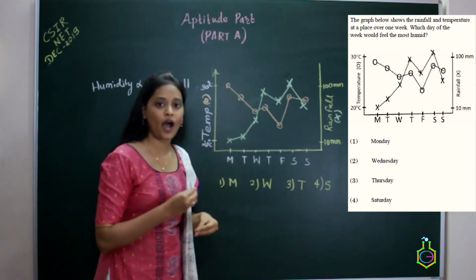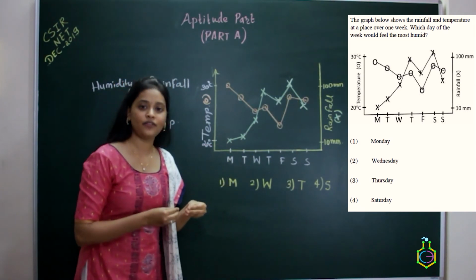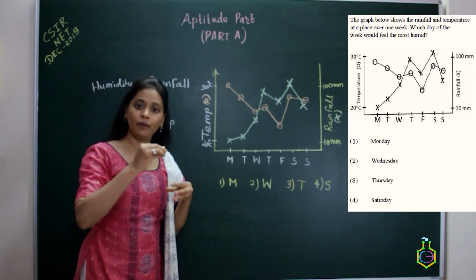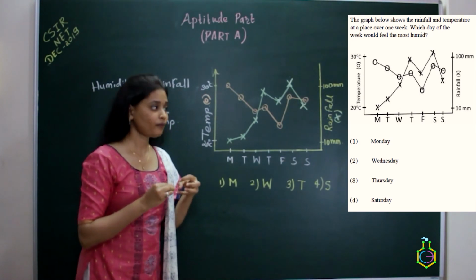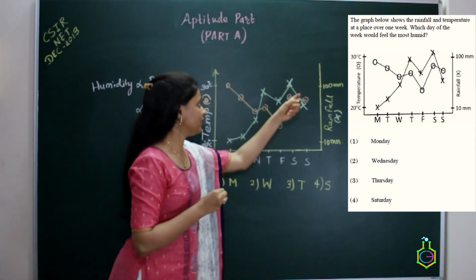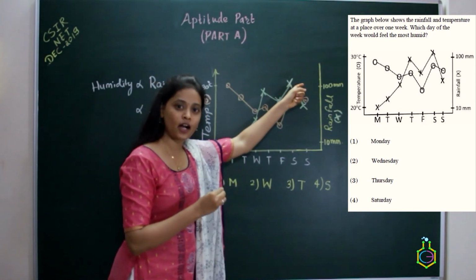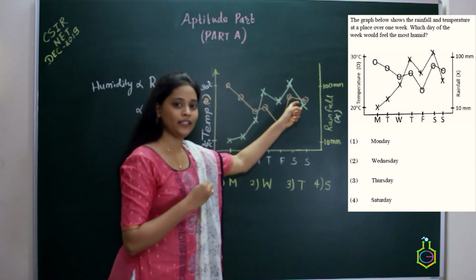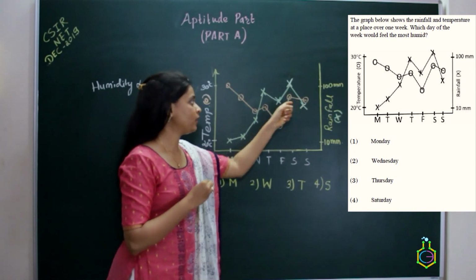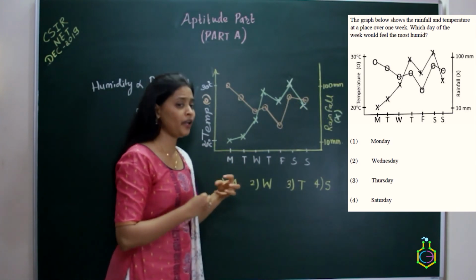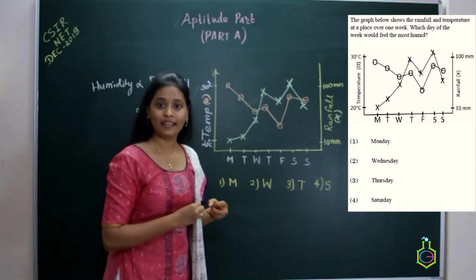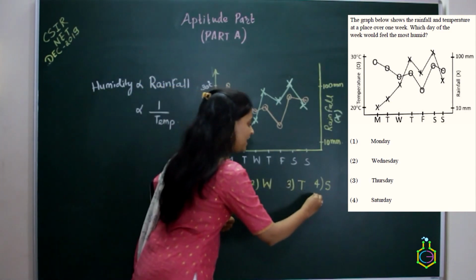So that's why we have to choose a day at which the rainfall is highest but the temperature is low. On Saturday the rainfall is highest among all the days. Also, the temperature is low, not very low, but compared to the rainfall, it is low. That's why our correct answer is Saturday.